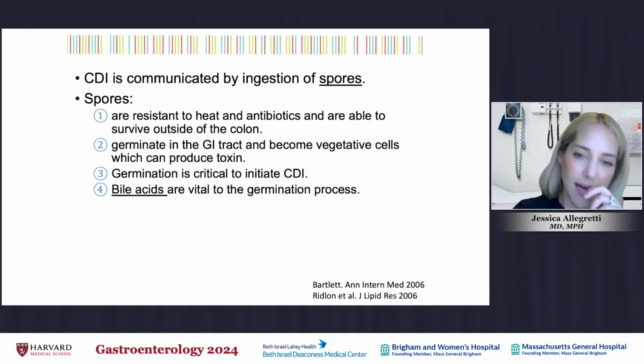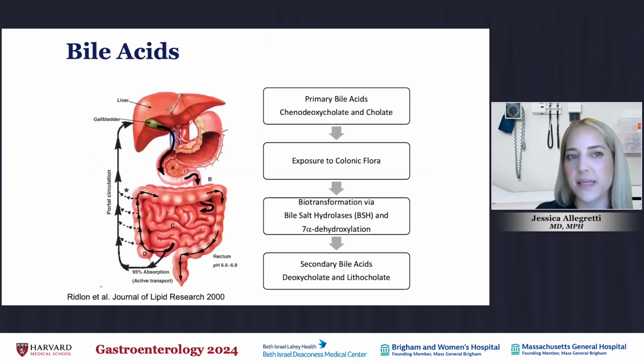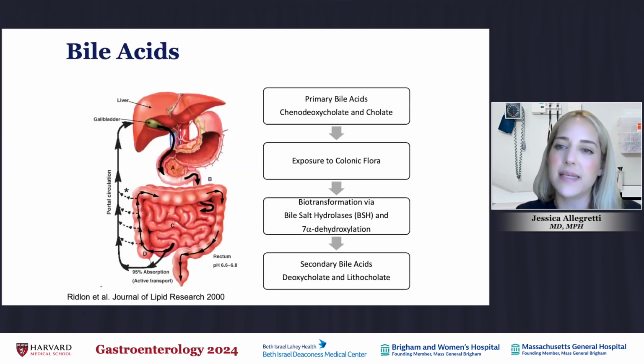And we know that bile acids are vital to the germination process. So again, at a very high level, primary bile acids are made in the liver. They're excreted into the gut, many of which will get reabsorbed in the small intestine after they help you break down fat and circulate back. A very small percentage will end up in the colon where they'll interface with the gut bacteria, several of which have enzymes called bile salt hydrolases, which will convert primary to secondary bile acids. And that's what happens in health.